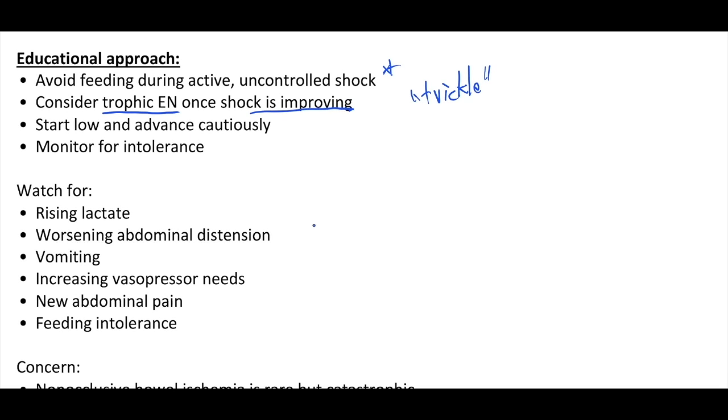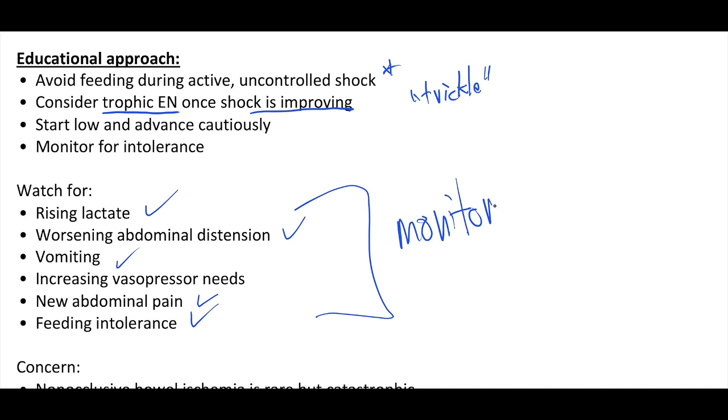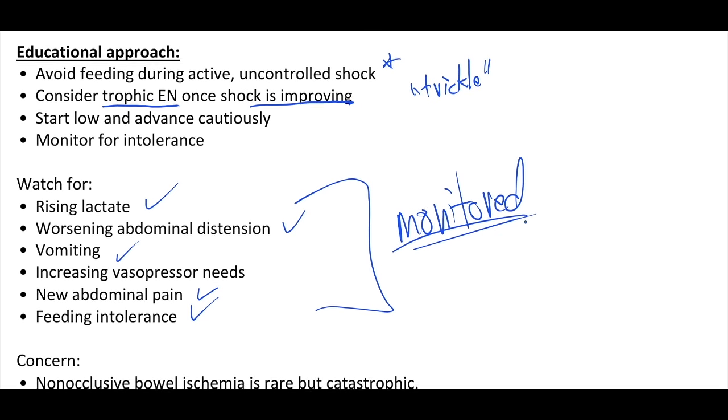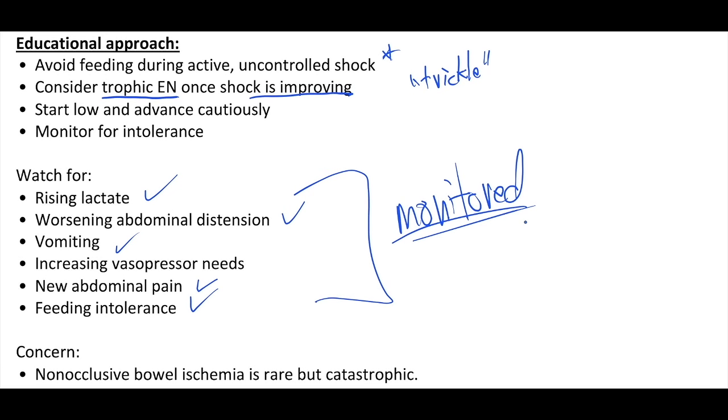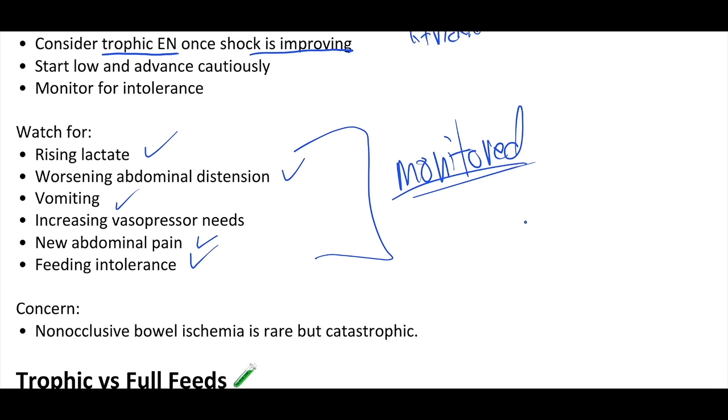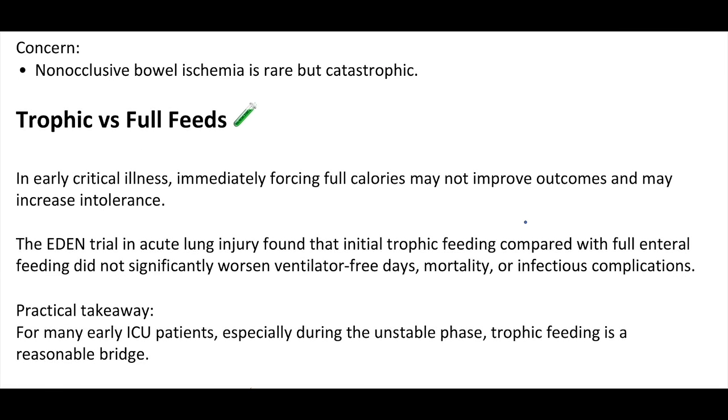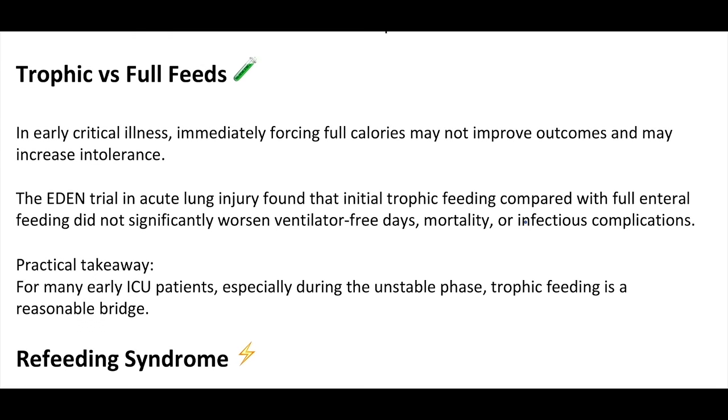Worsening abdominal distension, vomiting, rising lactate, abdominal pain, feeding intolerance. These should be actively monitored for if you are starting feeds in somebody who is quite sick, right? Even if their shock is improving and their hemodynamics are improving, if you're starting trophic feeds, you have to make sure that their GI tract is tolerating that. All these would be signs of possible blossoming mesenteric ischemia, which can be significant and detrimental to a patient, right? The concern is non-occlusive bowel ischemia, rare, but it is catastrophic when it happens.